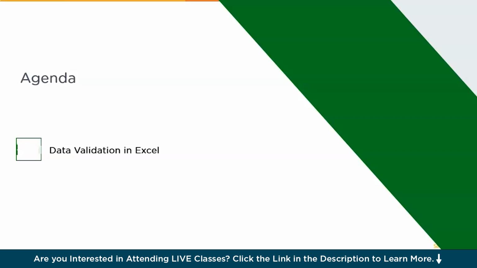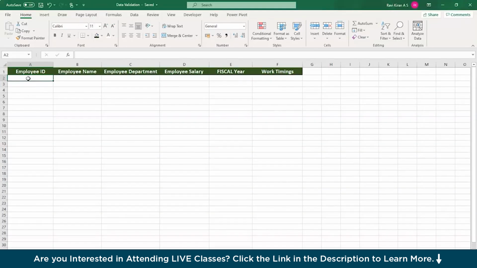Now this would be a little confusing to understand, so to understand it in a much better way, let's get back to the practical way where we will start entering some data validation rules to our Excel sheet and try to enter data into it. Now we are on Microsoft Excel, and this particular sheet is based on employee ID, employee name, employee department, employee salary, fiscal year, and work timings of the employees.